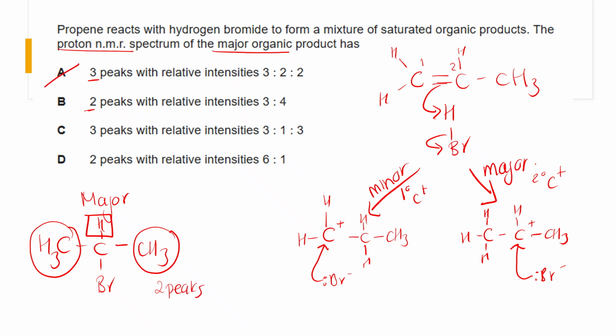So automatically we cross off A and C, and then we have to decide is it B or D. When we look at relative intensities, the relative intensities is the number of hydrogens. The circles have 6, and the square is 1. So our answer is D.